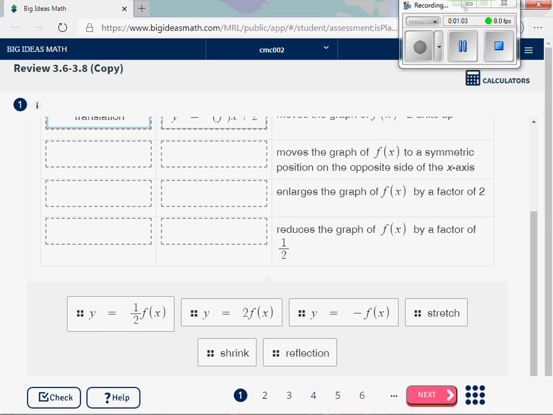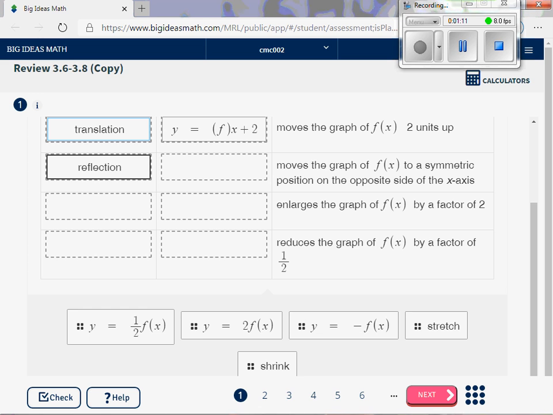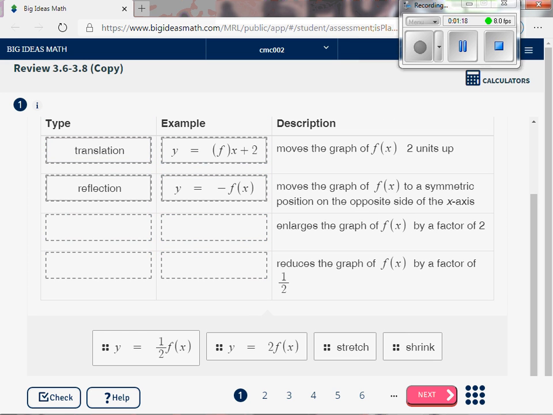Now the second one says moves the graph of f of x to a symmetric position on the opposite side of the x-axis. This would be our reflection, because it's reflecting it across the x-axis. And for reflections across the x-axis, we have y equals negative f of x, because if the negative is outside of the parentheses, it's across the x.